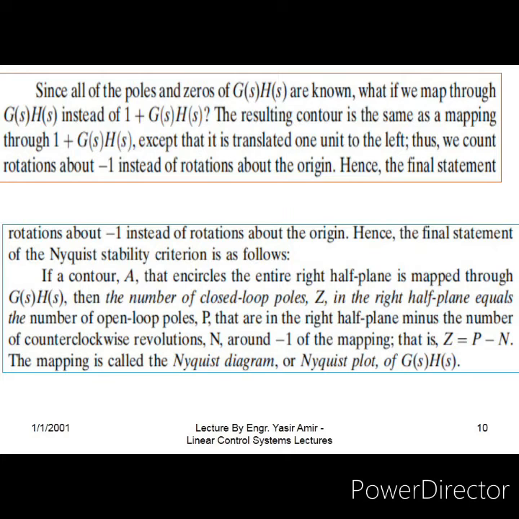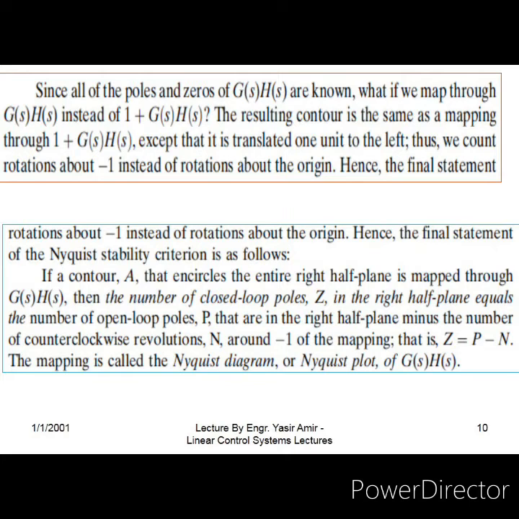Now we do a trick in order to make things simple for us. Since the poles of 1 plus GH are equal to the poles of GH, why not use GH instead of 1 plus GH? That will make things easy. So we take our F of s to be equal to GH, and we map the points in the GH plane. But when we do this, we keep one thing in mind: instead of the encirclement of the origin, we will be looking at the encirclements of the minus one point. We will consider the rotations about the minus one point.